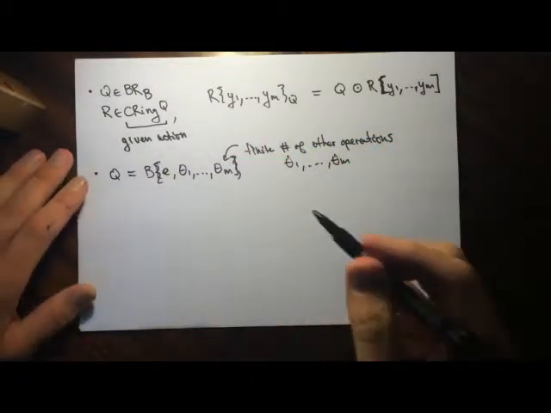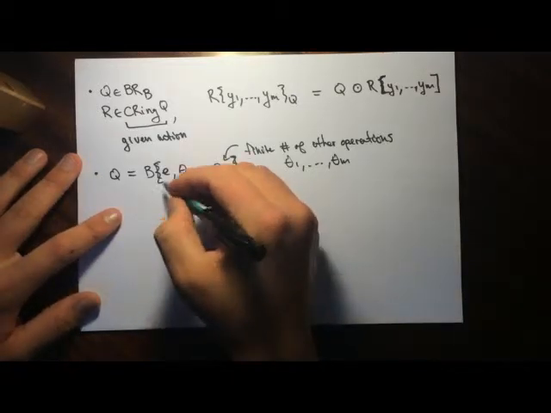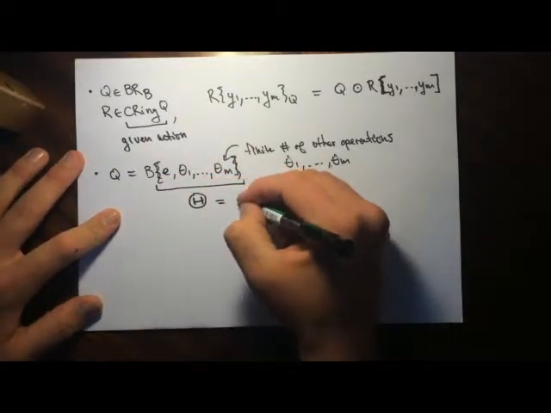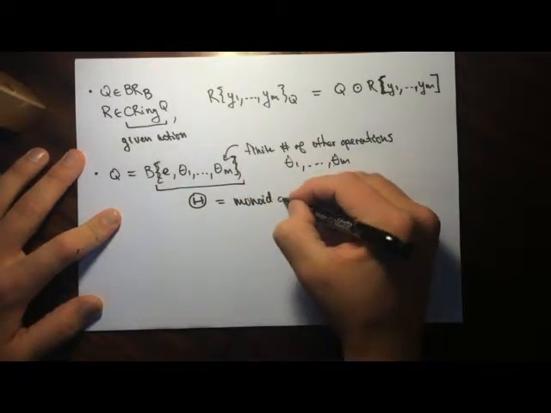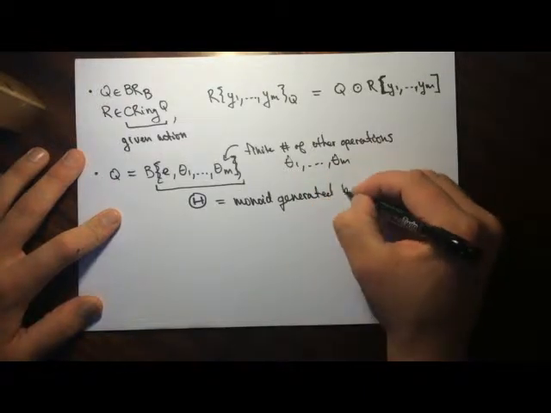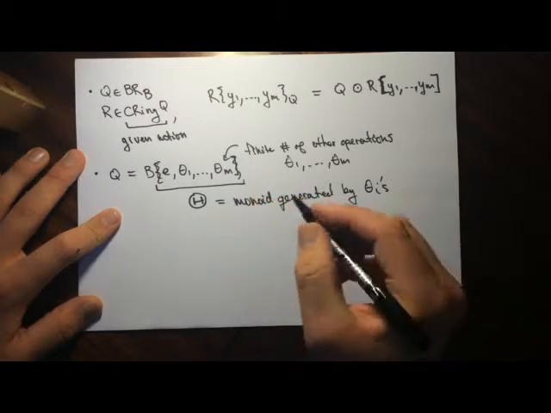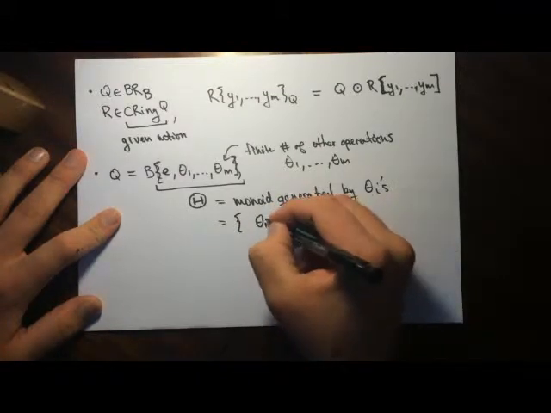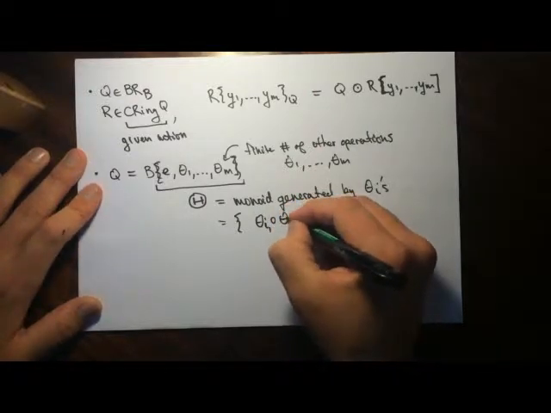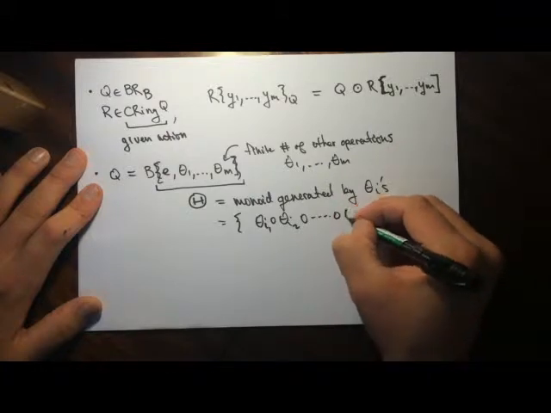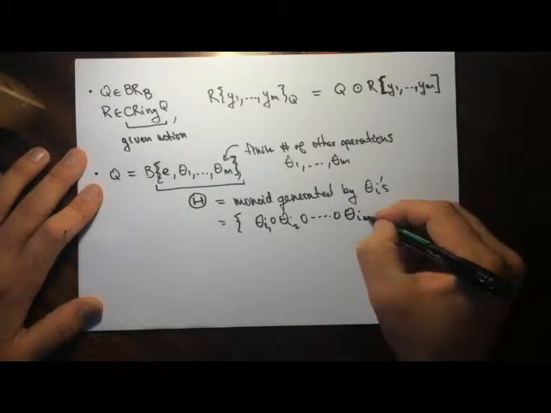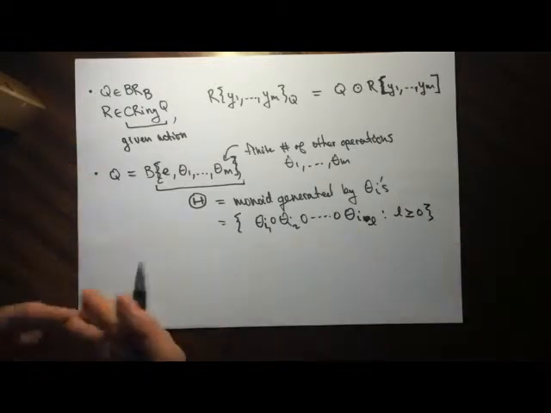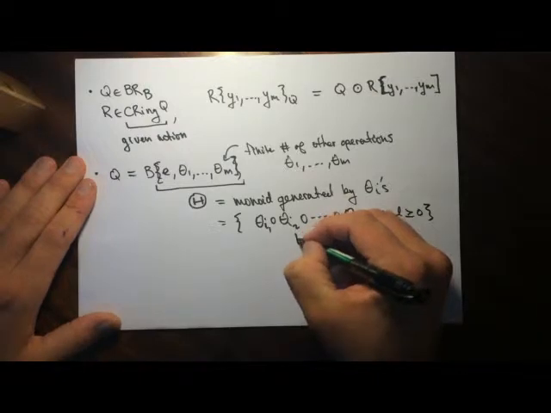And then this thing here is the monoid, so this thing here is what we'll call theta. And so this is the monoid generated by the theta i's. And in particular, it's going to look like words, theta i1 composed with theta i2, etc., theta iL, for L bigger than or equal to 0. So these are all the words generated by the thetas.